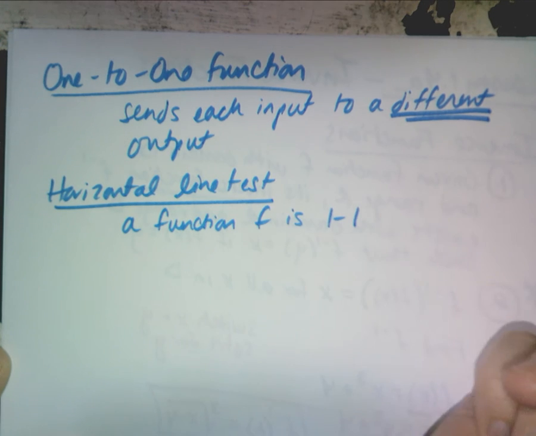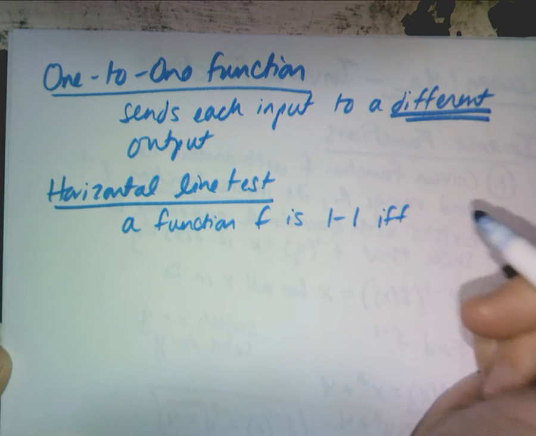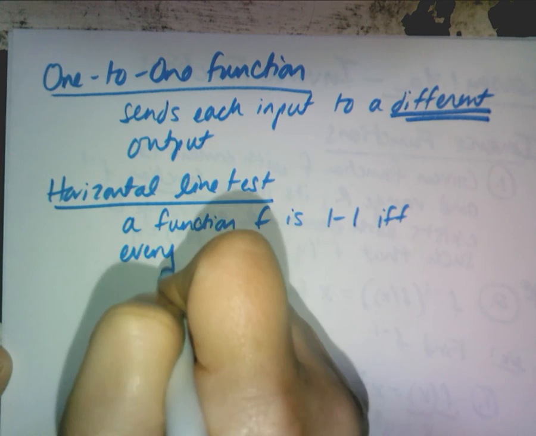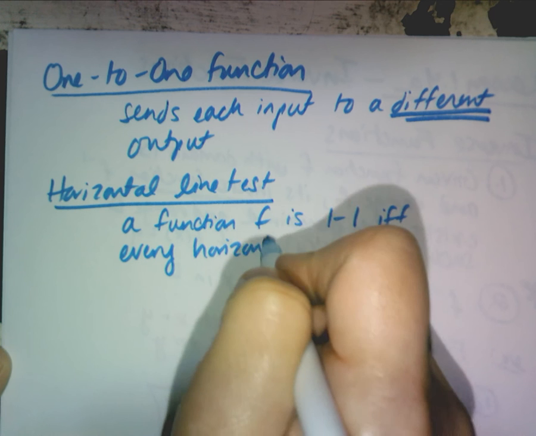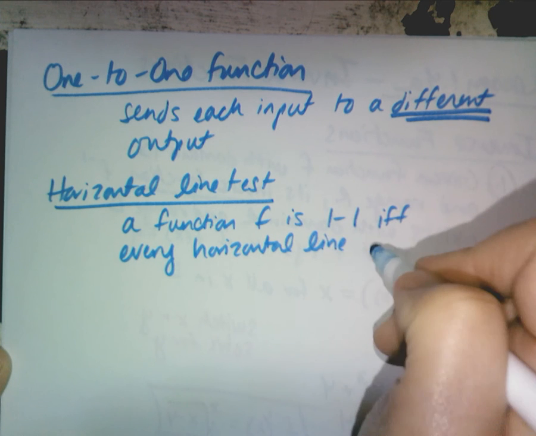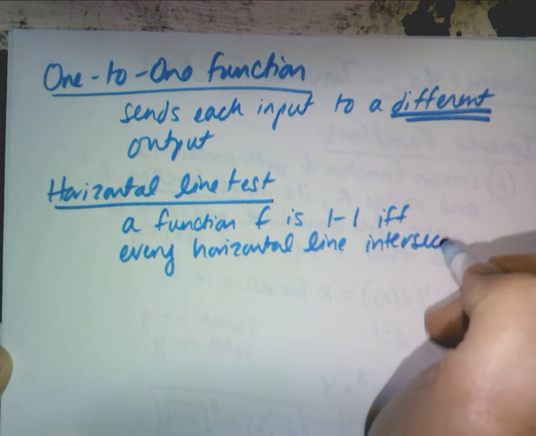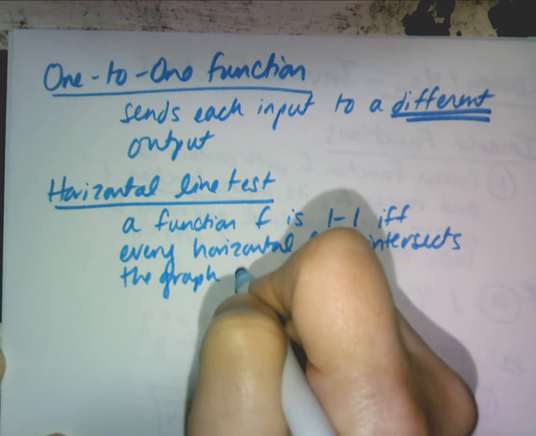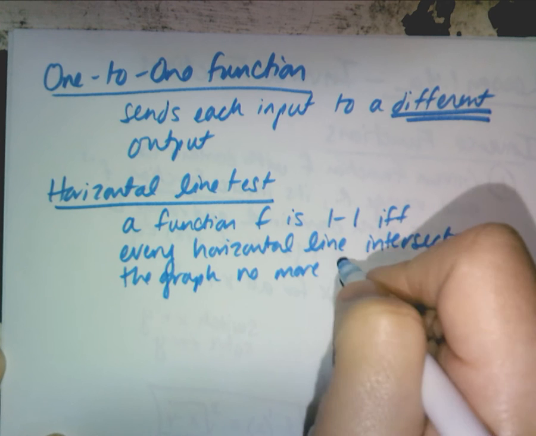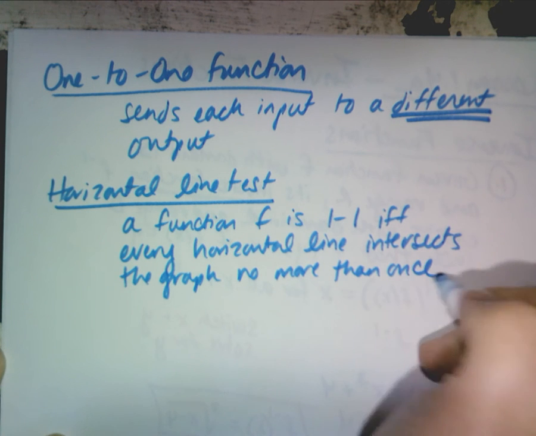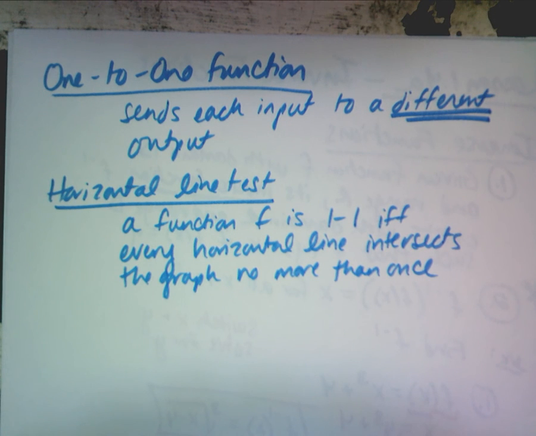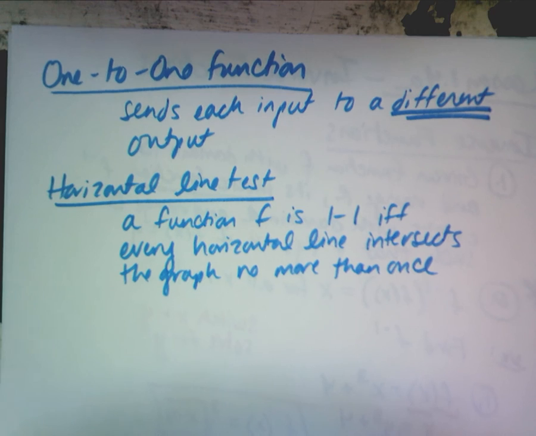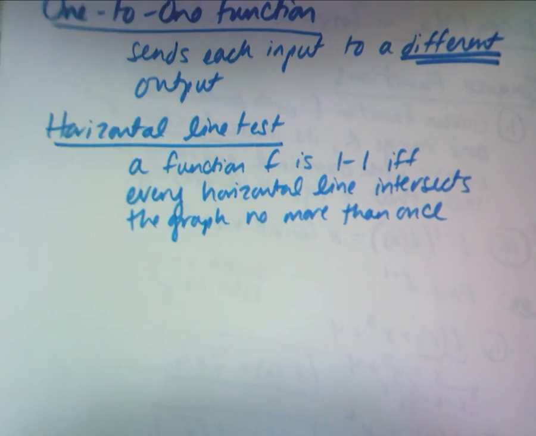A function f is one-to-one if and only if every horizontal line intersects the graph no more than once. A function f is one-to-one if and only if every horizontal line intersects the graph no more than once.